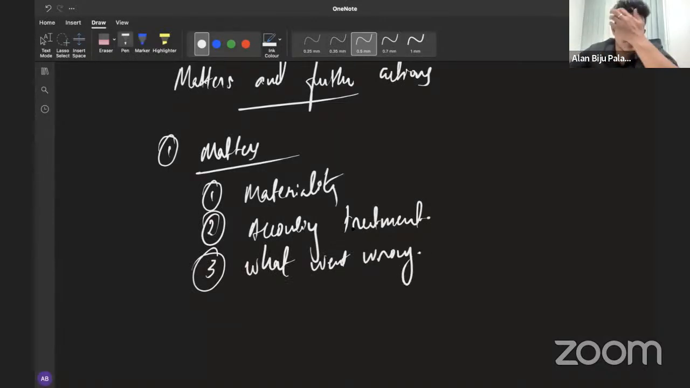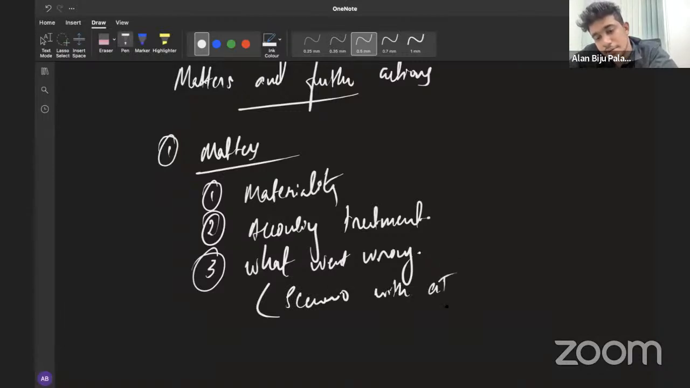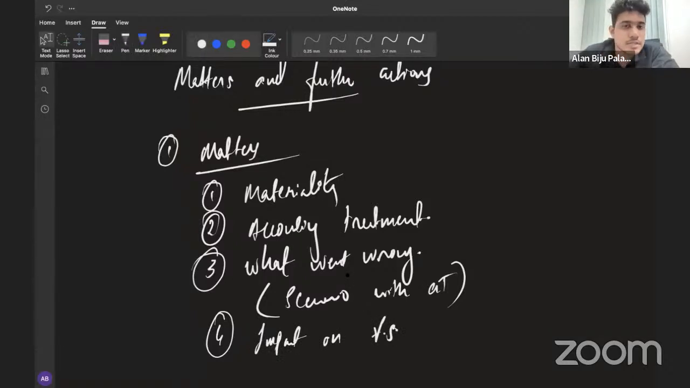However, same as how we used to mention it in audit risk, you should clearly specify the scenario with that of the accounting treatment. So whatever went wrong in the scenario should be explained on behalf of the accounting treatment. And finally, you should also show the impact on the company's financial statements. This is what you need to provide as part of the matters.